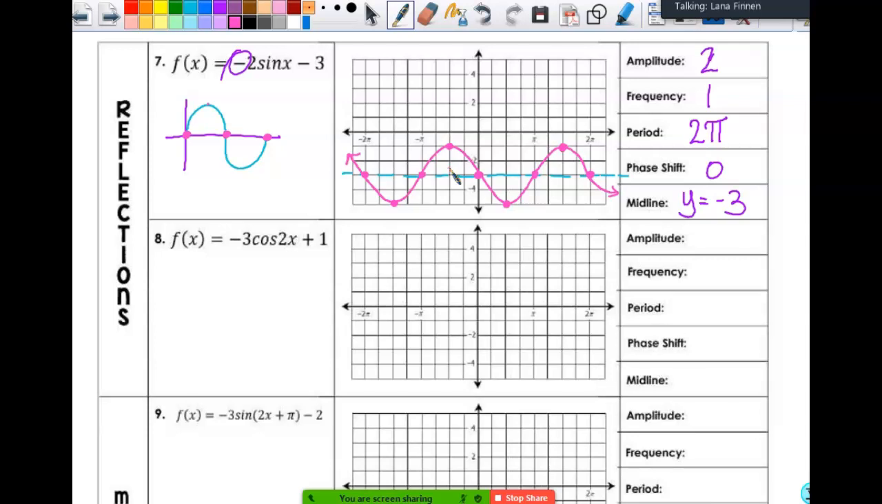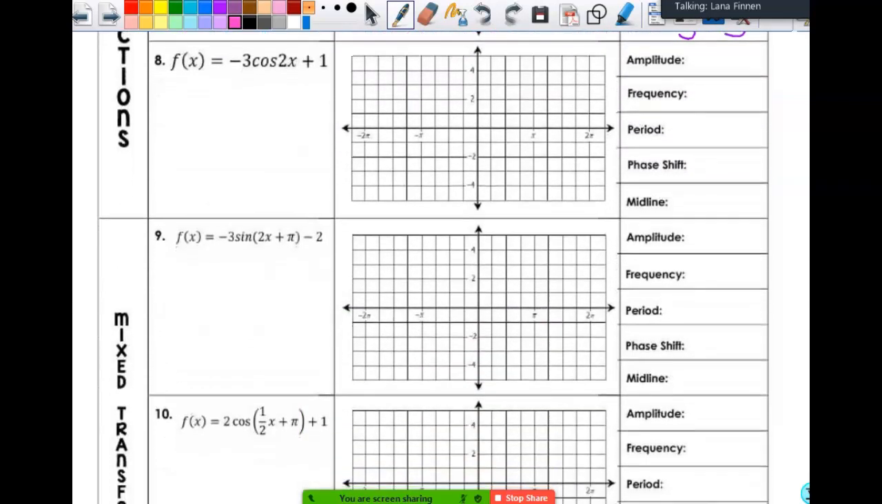All right, so let's look at number 8. Amplitude, absolute value of A, so that's 3. But I'm going to circle this negative so I don't forget to do it. Frequency is 2, so the period is pi. Phase shift is 0. Midline y equals 1. Just fly through that because hopefully by now you can find that stuff pretty easily. Here's my cosine. Here's my midline. Okay, so I want you to go ahead and get your 5 anchor points on there.